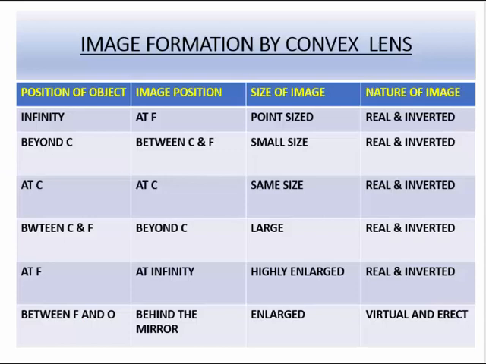Now that we have studied the various ray diagrams in case of convex lenses, this table will help you to memorize and understand the nature of the image with respect to the various positions of the object. So do go through this table. It will help you in solving various numericals that you come across in this chapter.